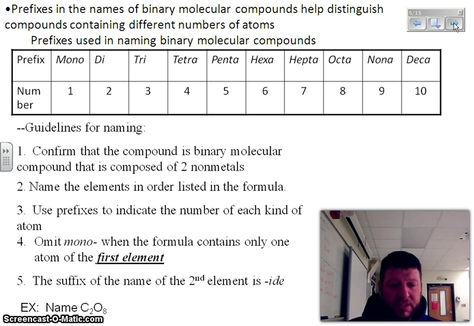Here is our example. C2O8. That's 2 carbons and 8 oxygens. So what should we have? We should have dicarbon octaoxide. Dicarbon octaoxide. Di means 2, octa means 8.